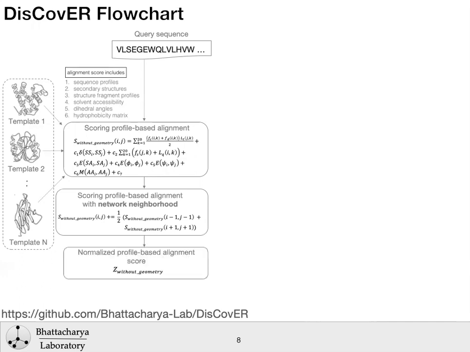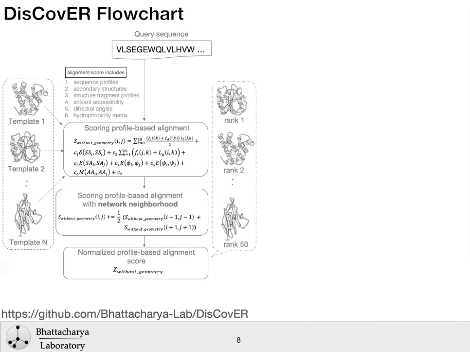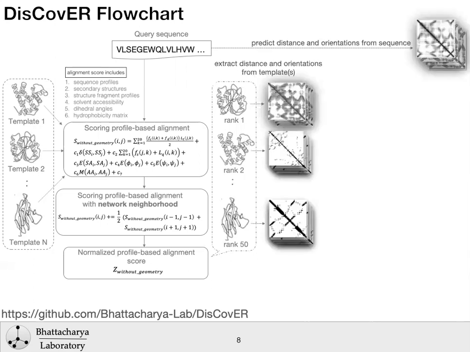To select the top templates, we normalize the raw alignment score to make it length independent. A subset of 50 top scoring templates is selected using the normalized profile-based alignment score. Now we score distance and orientation-based alignment.